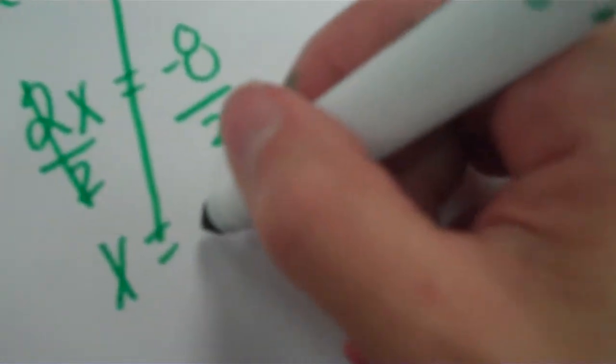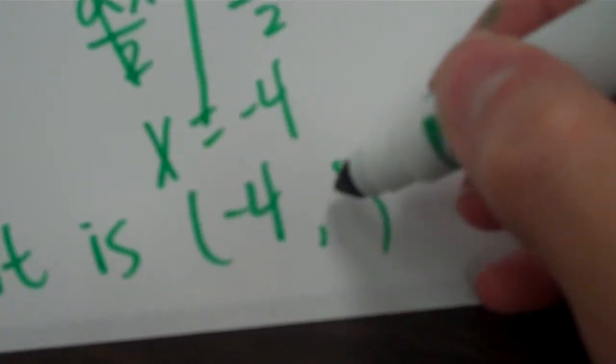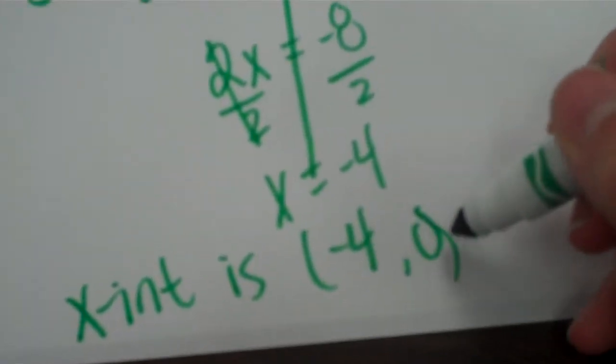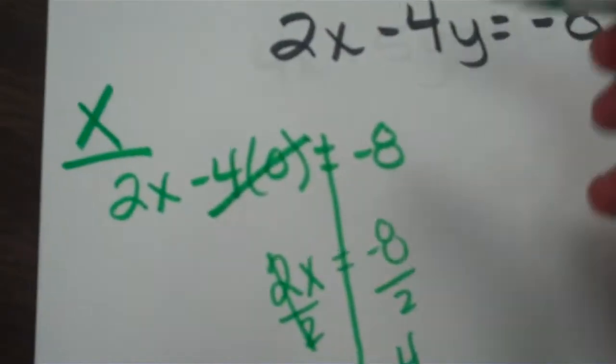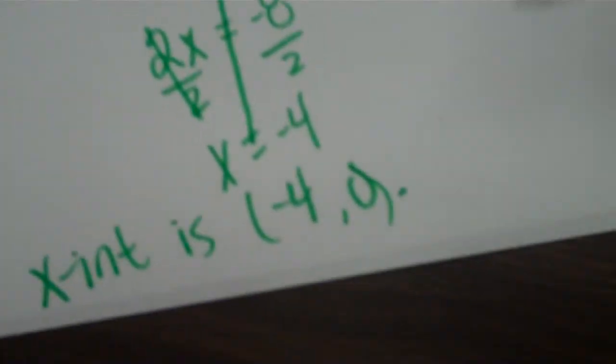X equals negative 8 divided by 2 is negative 4. So the x-intercept is negative 4, but how you write that is, I like it as a point: you put negative 4 here, because that's the x, and then the other thing is 0. Because remember, you replace the y with a 0, so y is 0. Okay? Very simple. So let's just review that. We put a 0 in for y, it'll go away, and then you divide, and then there you go.